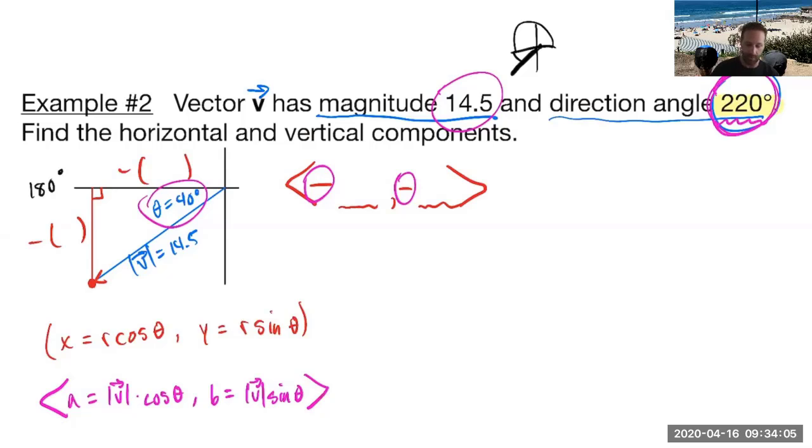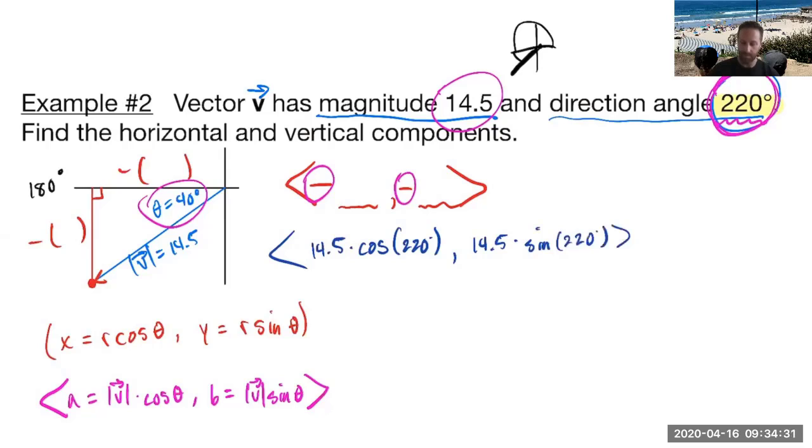So when we go and fill all of this in, we're actually going to use our vector length, which they already gave us, times the cosine of the actual angle that they gave us, 220. And then same thing here, 14.5 times, now for our y value, which we're calling b, would be the sine of that 220 degrees. And after punching that into our calculator, we should get an answer of, to the nearest tenth, negative 11.1, comma, negative 9.3.